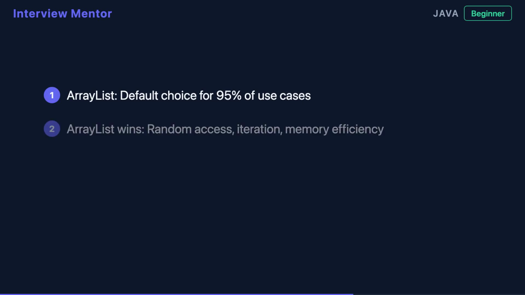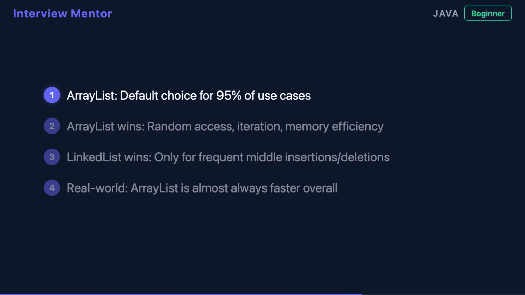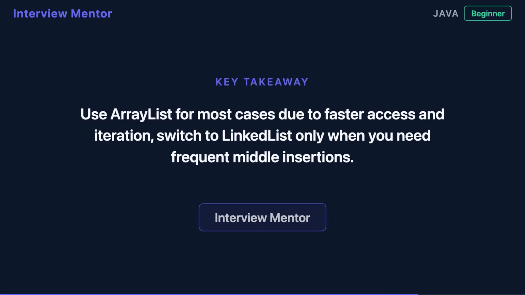So when should you actually use ArrayList? Almost always. It's faster for iteration, uses less memory, and provides instant access by index. Reserve LinkedList for rare cases where you're doing heavy middle insertions and deletions and don't need random access. Bottom line, ArrayList is your default choice for 95% of use cases. Master these trade-offs and you'll design better data structures in your interviews and production code.